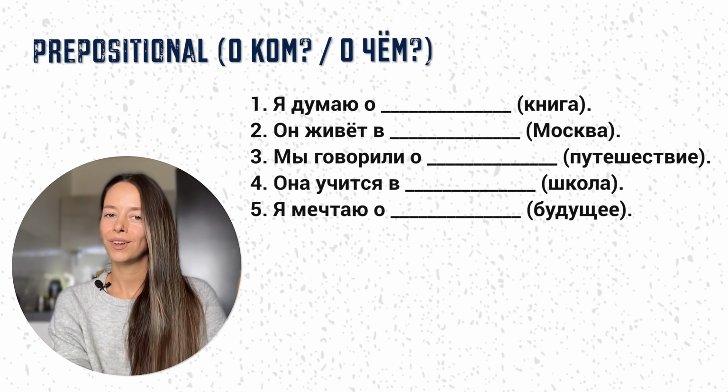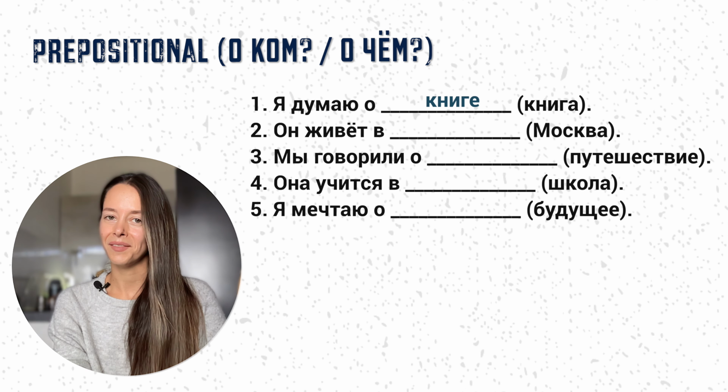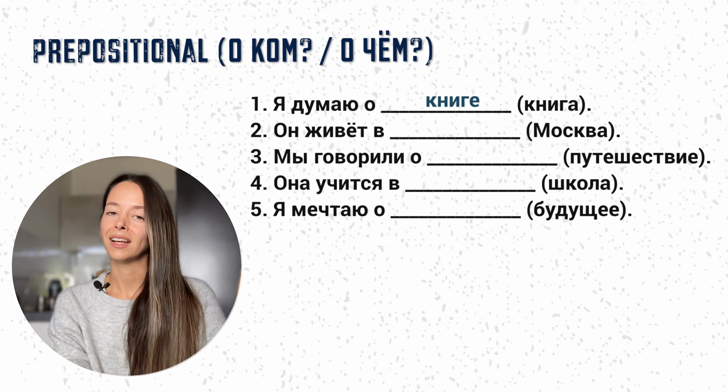Я думаю о книге. Он живет в Москве. Мы говорили о путешествии. Она учится в школе. Я мечтаю о будущем.